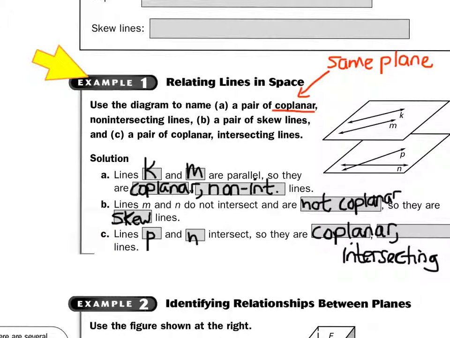All right, for part C, look at lines P and N. So P and N, they're on the same piece of paper, so they're coplanar, and they do intersect. We can see they intersect right here at that point.